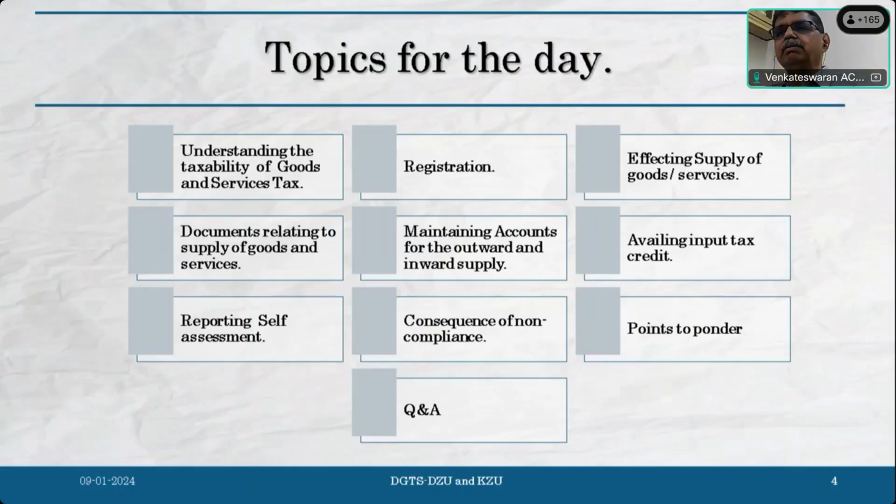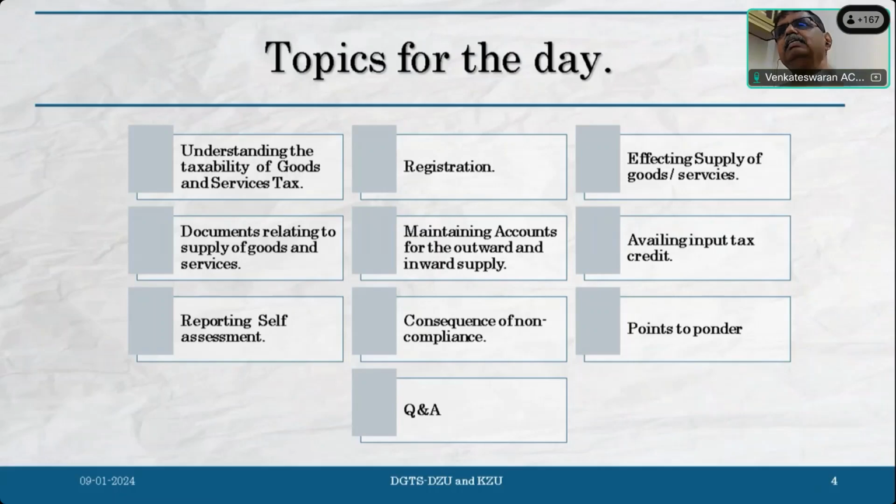The first compliance step after understanding your tax liability is your registration. After registration, you commence your supply of goods and services or both. So you have to know how to effect my supply of goods and services to the recipient, my clients or customers. There we have some important provisions governing this, which we are going to touch upon in subsequent slides.